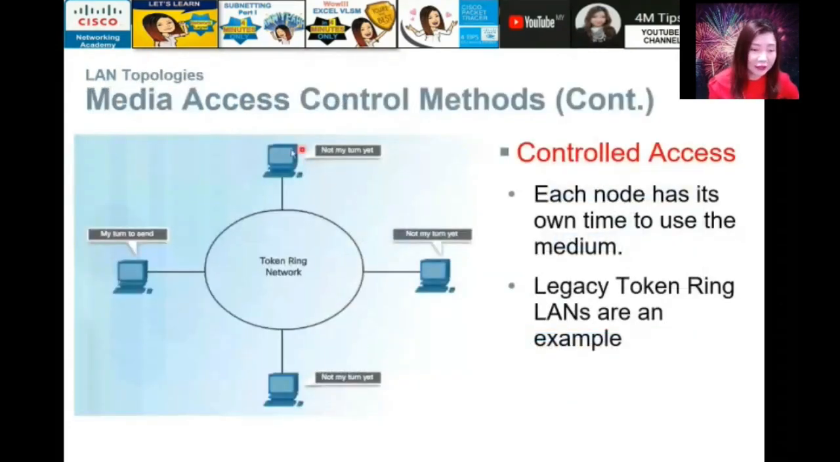You can use this analogy to explain: this is student number one, this is student number two, this is student number three, this is student number four. My turn to send. If it's your turn to send, but you haven't received your baton, you cannot send, you have to wait for your turn. Now pass to here, you want to send, right? Oh, not your turn yet. So that is how it works for controlled access.